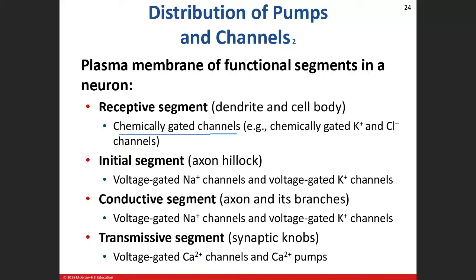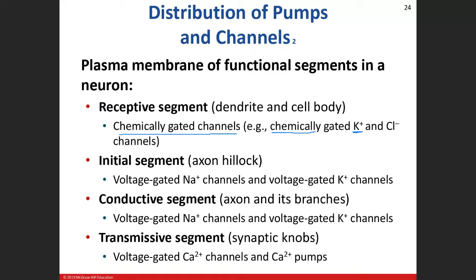So an example would be a chemically gated potassium channel, a chemically gated chloride channel, a chemically gated sodium channel. Remember, the first word is the modality, and then if you see a letter, that's what's going through the channel.